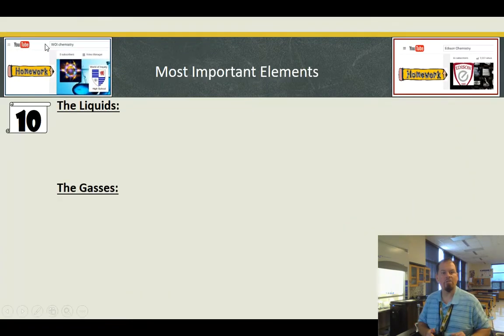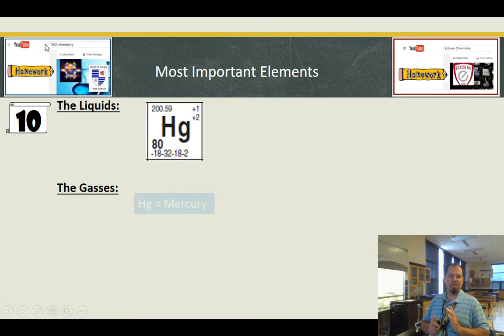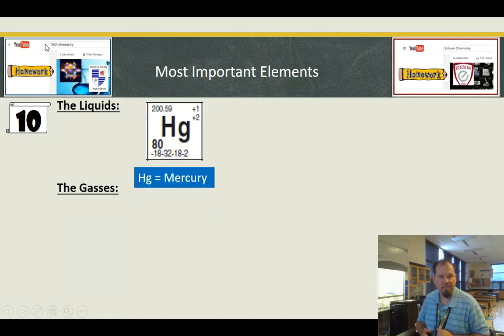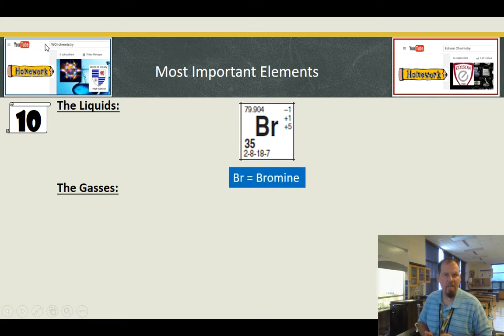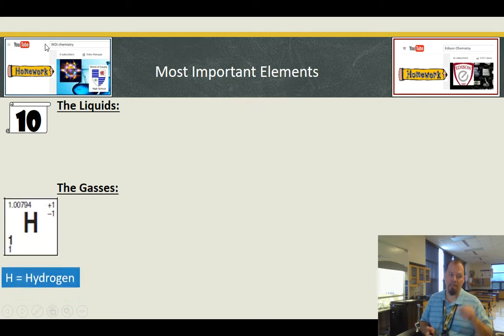Okay, there are 2 liquids on the entire periodic table. Hg is mercury. He's the only liquid metal. And there's one other one. Bromine is the liquid nonmetal. Those are the only 2 that are liquids. There's a handful of gases, and the rest are solids.